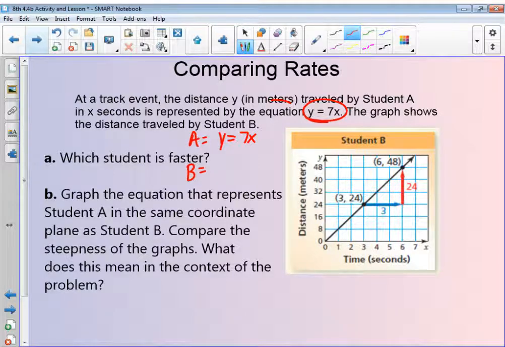Okay, so student B, well, we've got our y equals. And their rate of change was a rise of 24 over a run of 3. So 24 over 3 changes to 8x, and it still is going to be crossing at 0 because we always will start with 0 seconds when they start a race, right? Okay, so which one's faster? Which one was able to cover more space in a single second? Well, that would be student B.